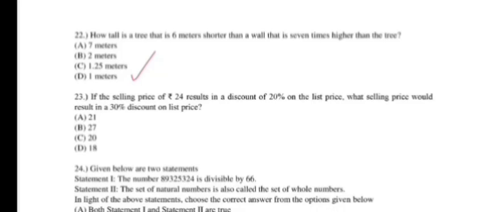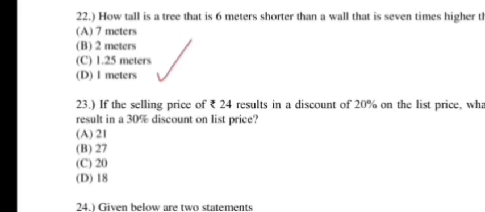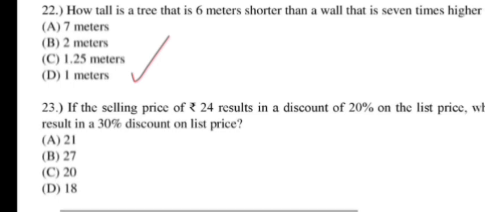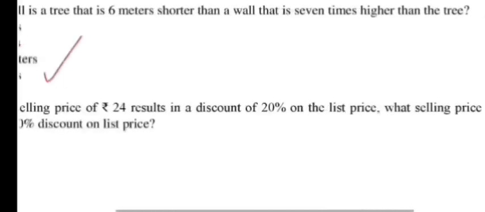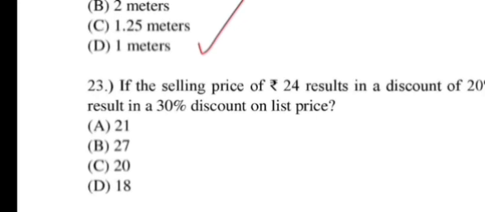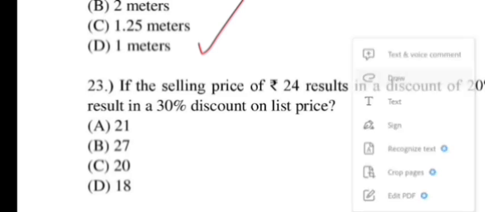Number 23 says, if the selling price of 24 rupees results in a discount of 20% on the list price, what selling price would result in a 30% discount on list price? 21, 27, 20, 18. It will be 21.